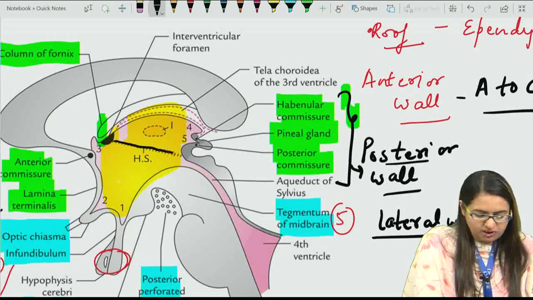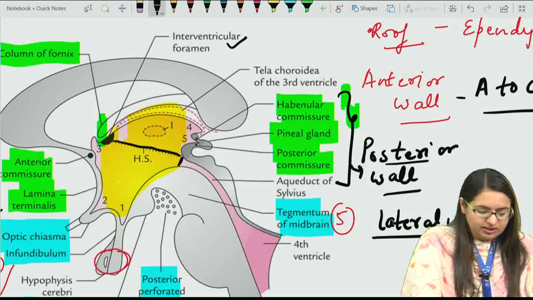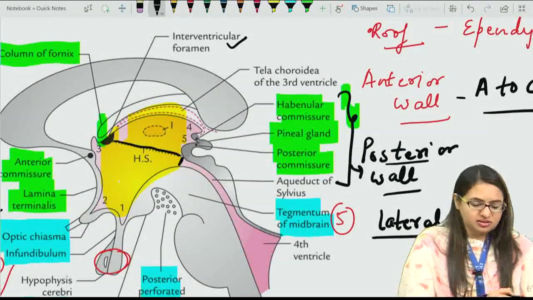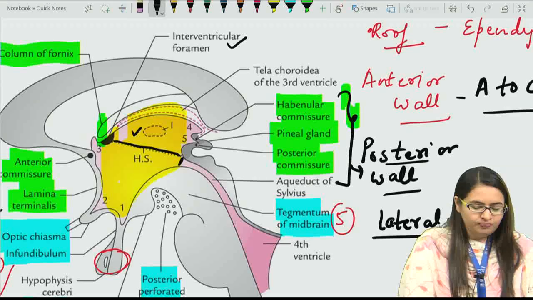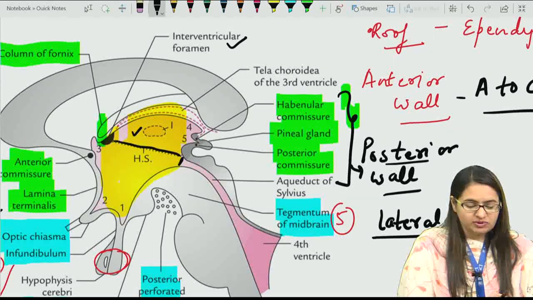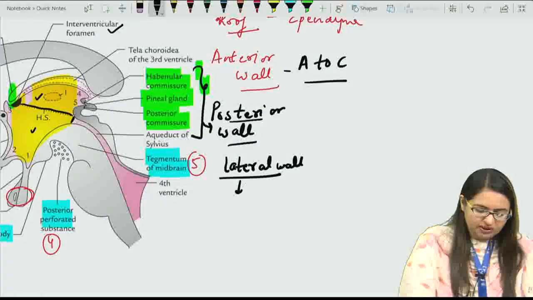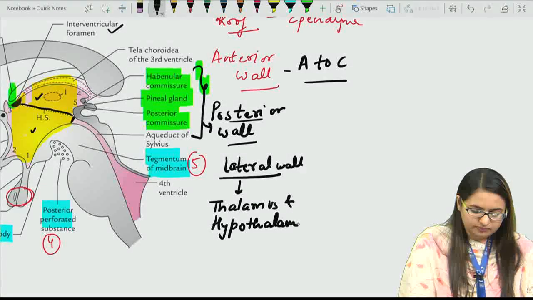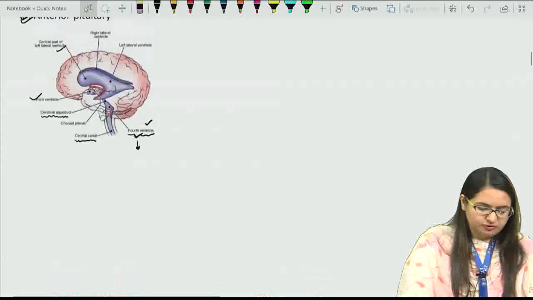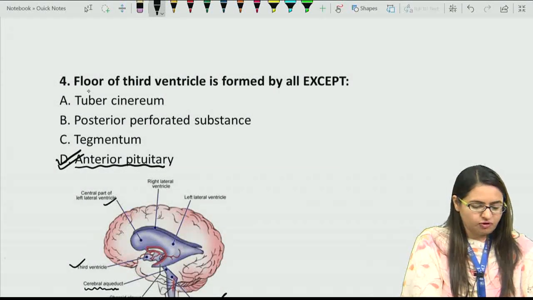This sulcus extends from the interventricular foramen to the beginning of the aqueduct. This is the hypothalamic sulcus, which divides this whole portion into an upper larger portion and a lower smaller portion. The upper larger portion is formed by the anterior 2/3 of the thalamus, and the lower portion is formed by the hypothalamus. So these are the two structures which form the lateral wall. So the answer for this question is anterior pituitary, that is D, and the rest of the structures are forming the floor.